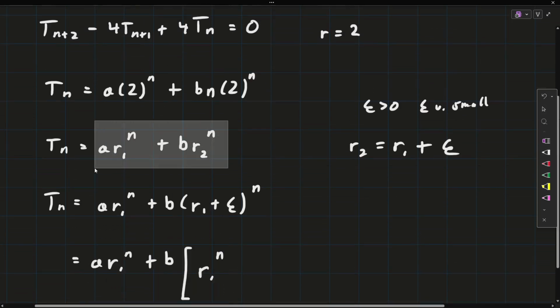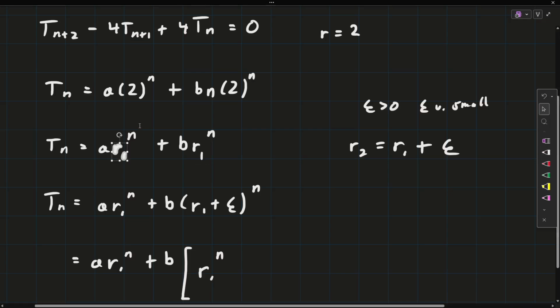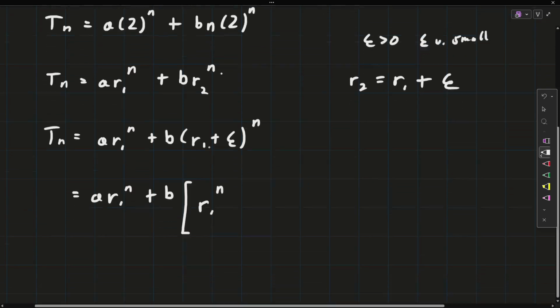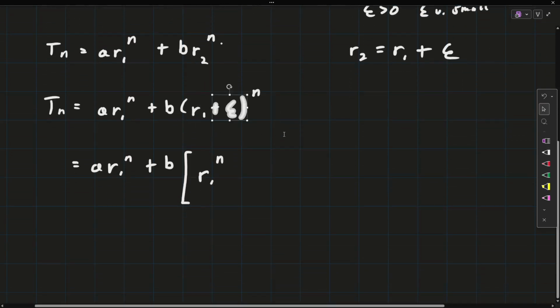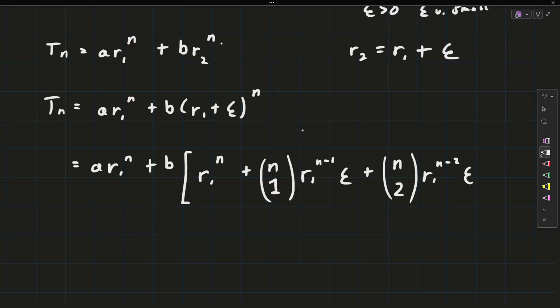This is what we would guess our solution is when this is r1. We would guess that it's a r1 to the power of n plus b r1 to the power of n because it's the same roots. But that's kind of like a first order approximation. We want to get one more level of detail by expanding out and seeing what happens. So for the next term, we'd get n choose 1, r1 to the power of n minus 1, multiplied by epsilon. The next term would be n choose 2, r1 to the n minus 2, epsilon squared.